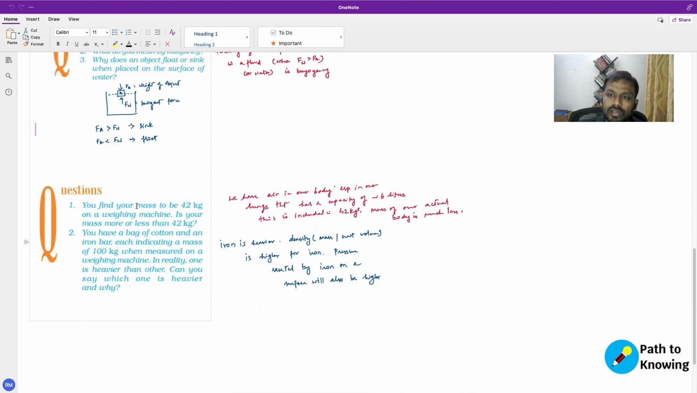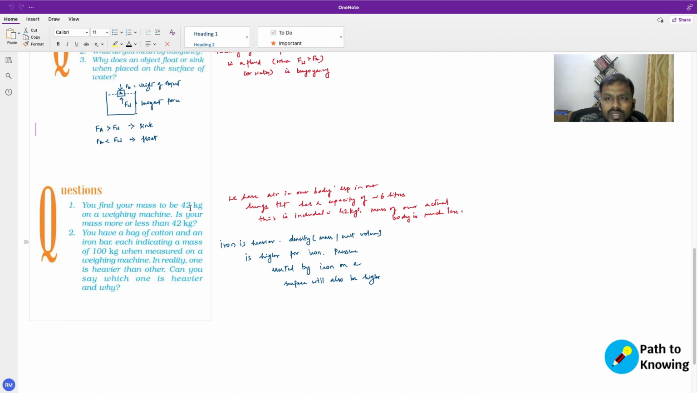You find your mass to be 42 kgs on a weighing machine. Is your mass more or less than 42 kgs? Okay, so the question is very clear. On a weighing scale, although the weighing scale measures only the weight, which is force, the question very clearly states that you can determine the mass, right? Because all you need to do is divide the force by the gravity, and you get the mass. Let's say that the mass is 42 kgs.